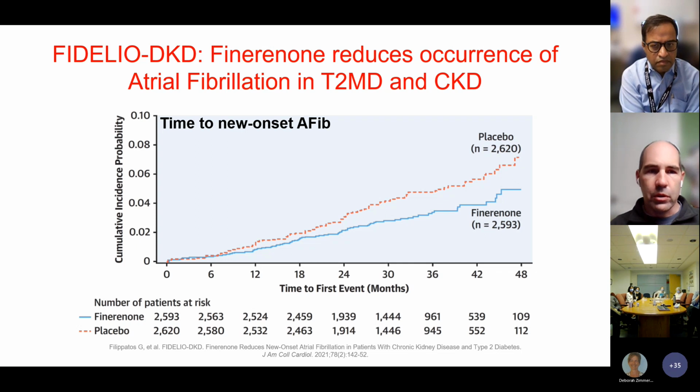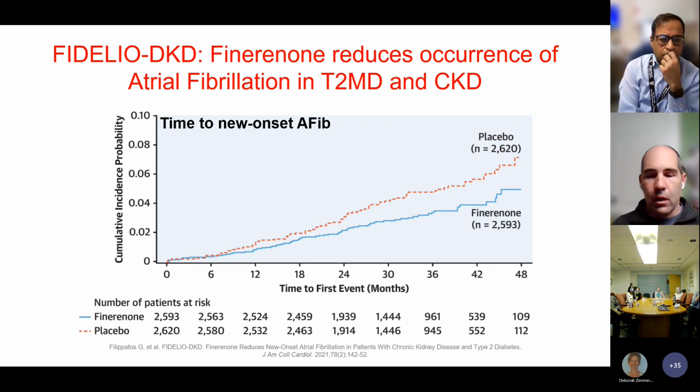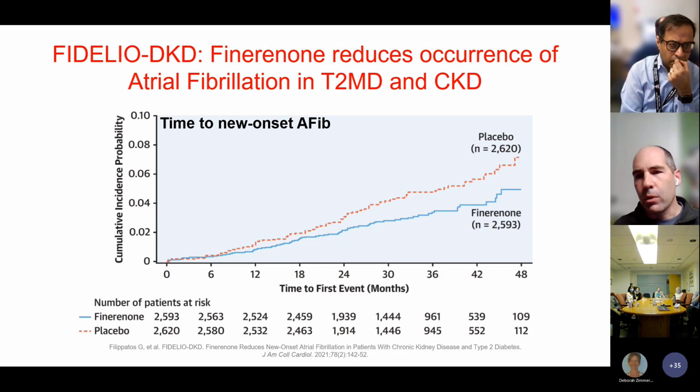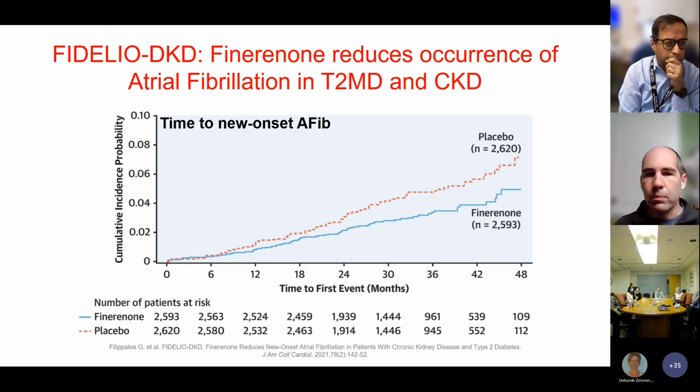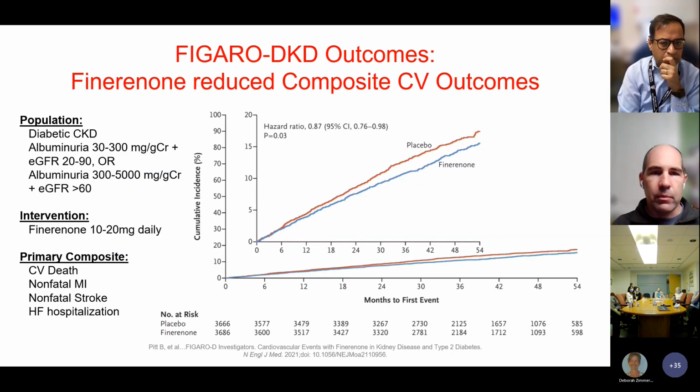It also reduces cardiovascular outcomes. I'm just going to show a couple here. One is atrial fibrillation, so they had less atrial fibrillation. Some other studies with spironolactone have suggested some of these same benefits as well, which I'm not showing here, but finerenone also has that benefit.